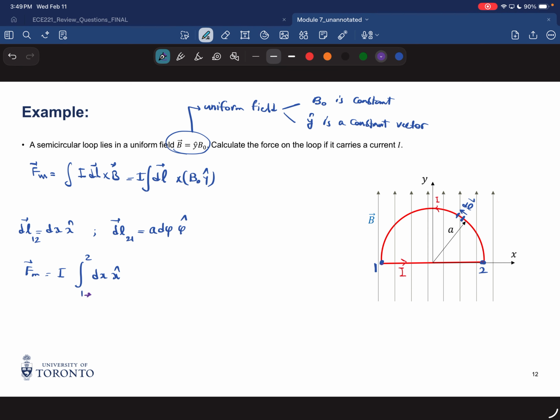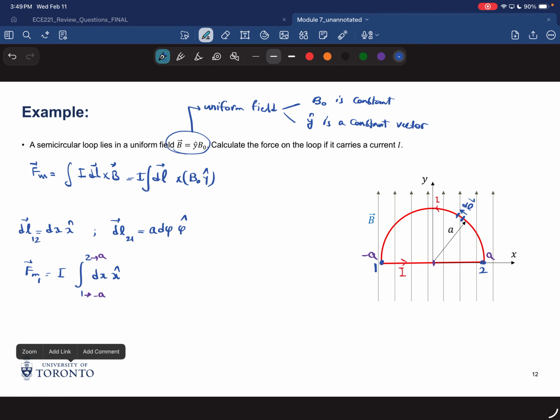Wait, sorry, what's the question? At point 1, what is dx? Oh, negative. At point one, this is x equal to minus a. Oh, right. This is a. Oh, I can see it now. Okay, so 1 to 2 is minus a to a dx.